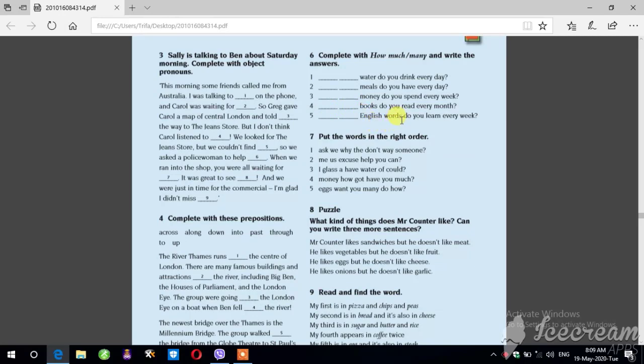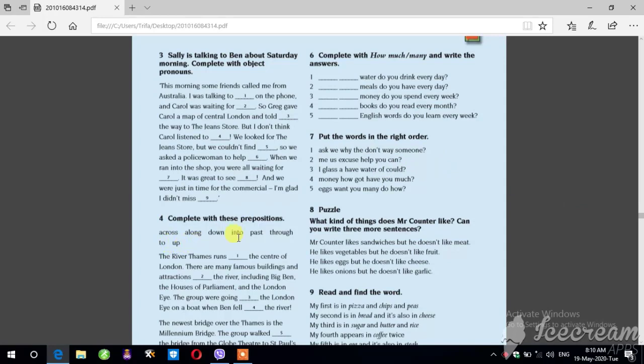English words. Words. This is countable. How many English words do you learn every week? This is an important exercise, just like the others. Students, you have to review these ones for the exam. Put the words in the right order.